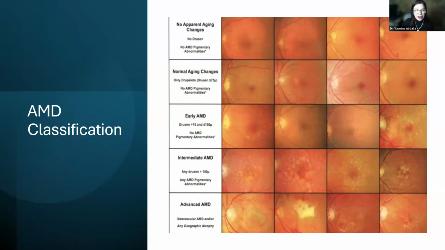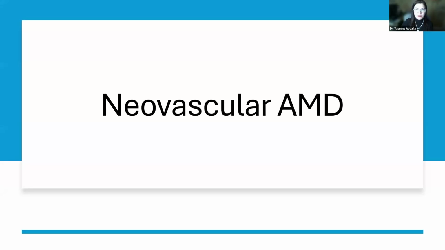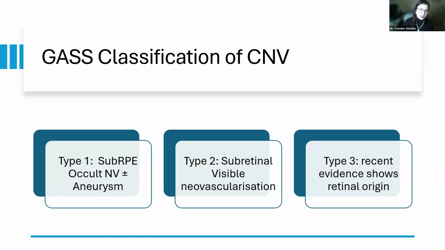So a little reminder of our AMD classification, where it says advanced here could be neovascular membrane or geographic atrophy. Just to lead on to our next slide, which is neovascular AMD. As we have established, it's stage 4 or late advanced AMD. The CONAN study group, which is the Consensus on Neovascular AMD Nomenclature study group, has classified neovascularization as follows. Type 1, which is sub-RPE, previously known as occult. Type 2, which is subretinal. And type 3, which is retinal.